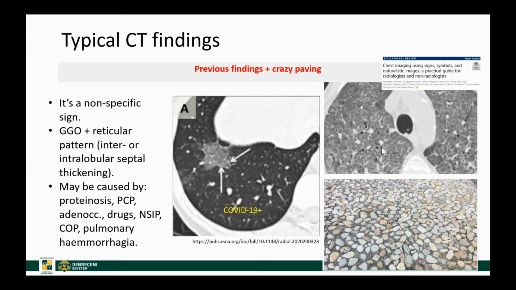Here's a case of pneumocystis carinii pneumonia with the bilateral crazy paving, quite diffuse. Here's an image of a cobblestone street that will help you remember how crazy paving looks on the CT. So in this case, the stones would be the secondary pulmonary lobules, and the cement surrounding the stones would be the interlobular septa.